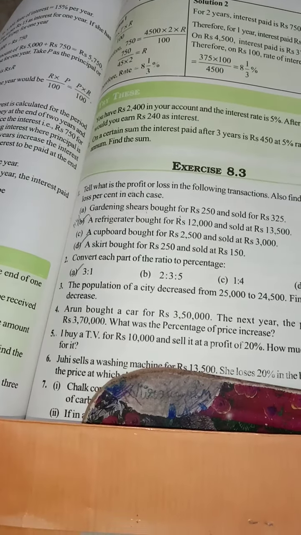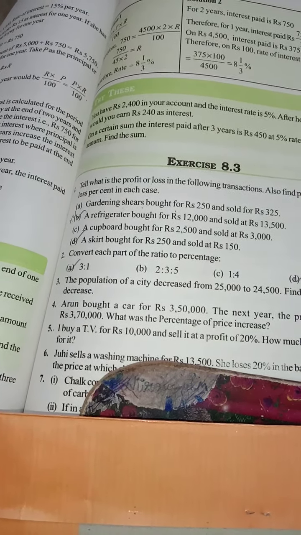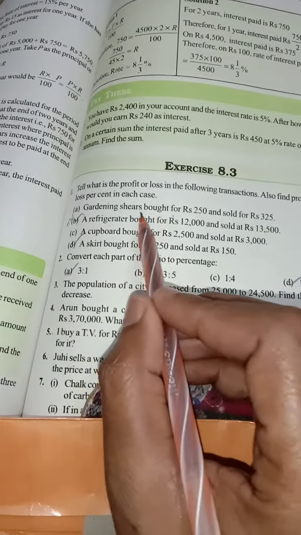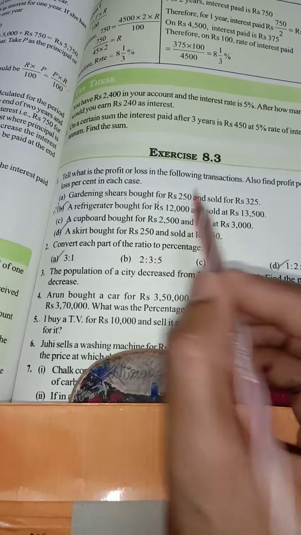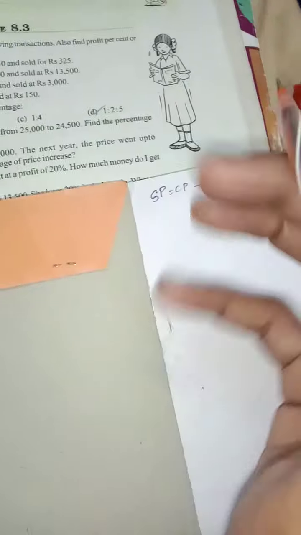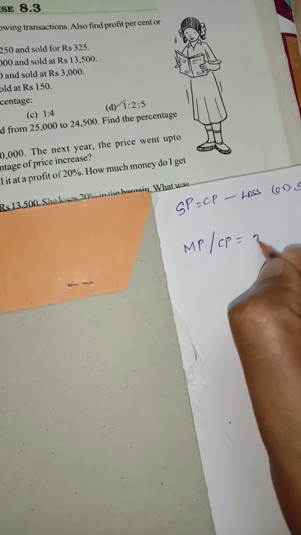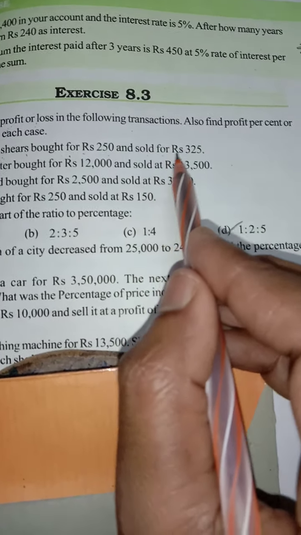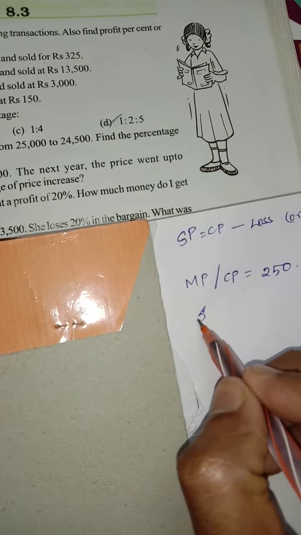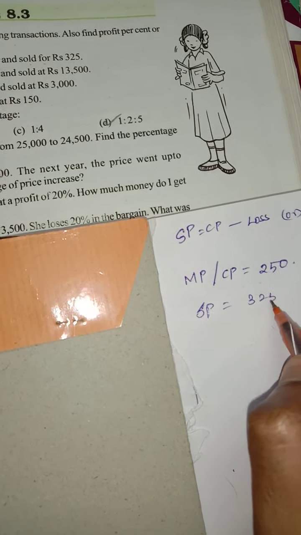Gardening shears, na, நம்ம தோட்டத்தில் வந்து புல் வெட்டுறதுக்கு சிசர்ஸ் வச்சுருப்பாங்கள்ல, பெரிய சிசர்ஸ், that is called as gardening shears. அது எவ்வளோக்கு வாங்கியிருக்காங்களோ, 250க்கு வாங்கியிருக்காங்க. What is that? 250. That is the market price, also called the cost price. Rupees 250. And for how much is it sold? It is sold for 325 rupees. So selling price is equal to 325 rupees.